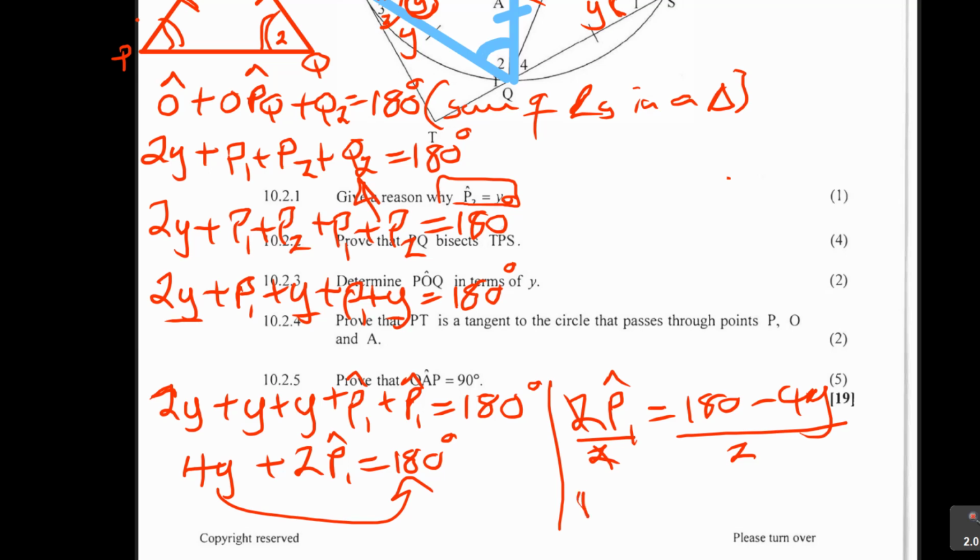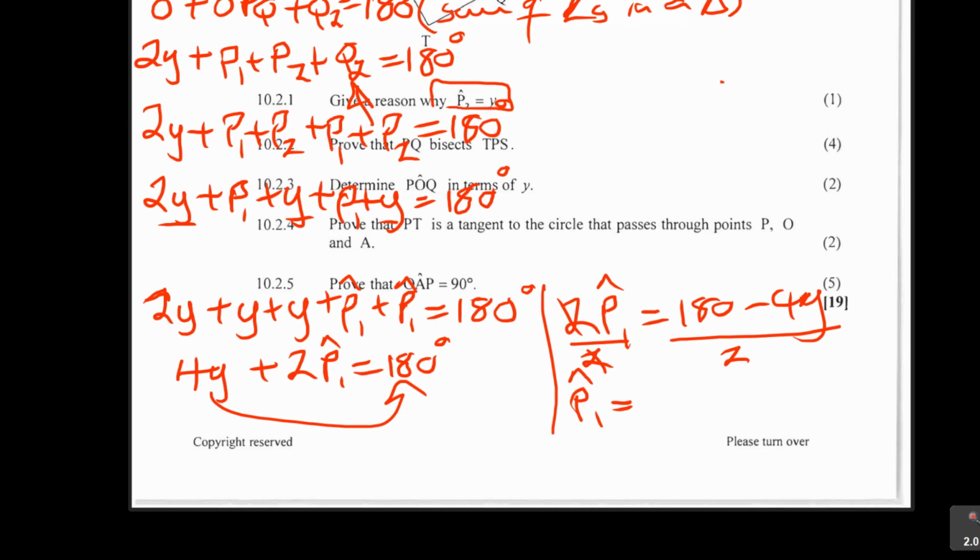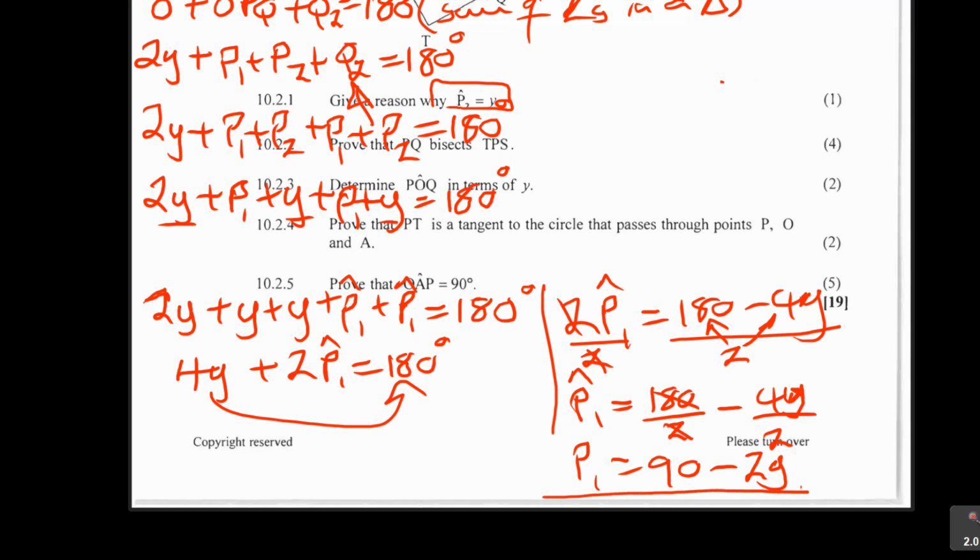Then what you have is P1 is equal to, now it's better to separate this division so that you can know the answer. The 2 is dividing on each of them. So it is equal to 180 over 2 minus 4y over 2. And then P1 becomes 90 minus 2y. I think that's my P1. It's 90 minus 2y.